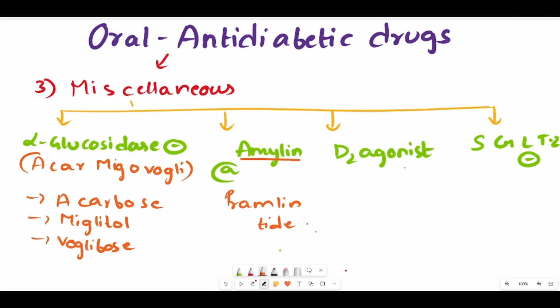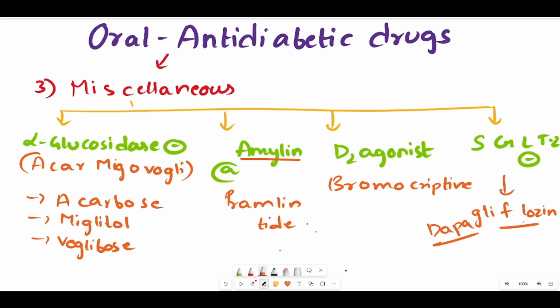Next one is D2 agonist, which is dopamine D2 agonist. Here there is one single drug, which is bromocriptine. And the last class is sodium glucose cotransporter 2 inhibitors. These drugs end with the term gliflozin. The drug here is dapagliflozin. So that is all about the complete classification of oral anti-diabetic drugs.